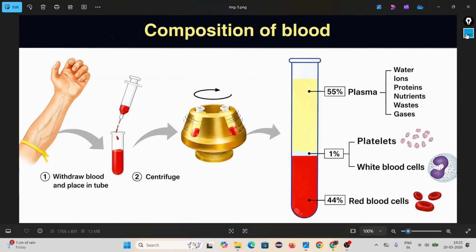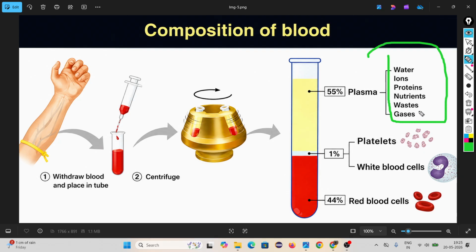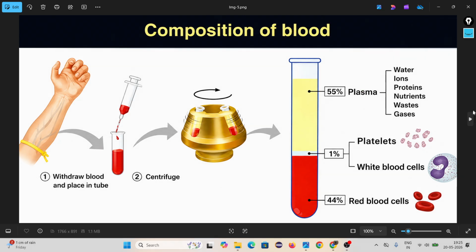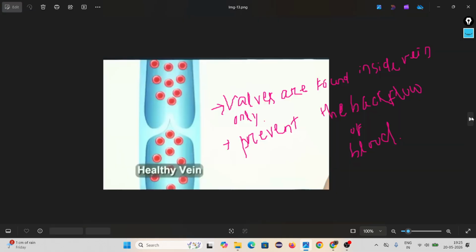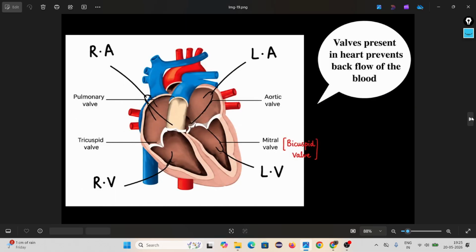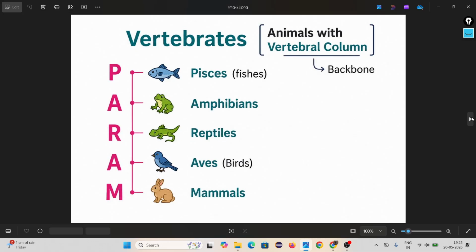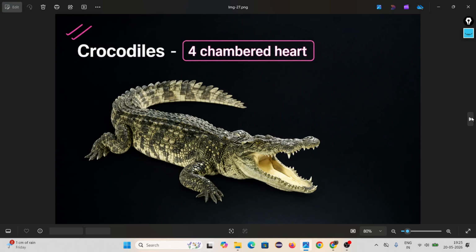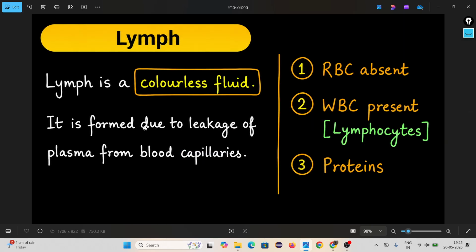Look, inside plasma, what are the substances? Water, ions, nutrients, waste, gases. These are the components of plasma. It is formed due to leakage of plasma.